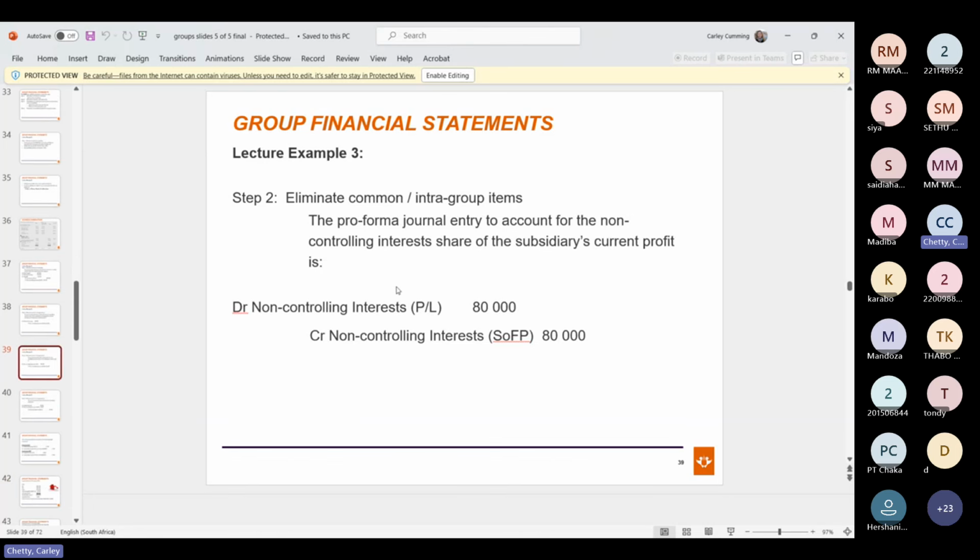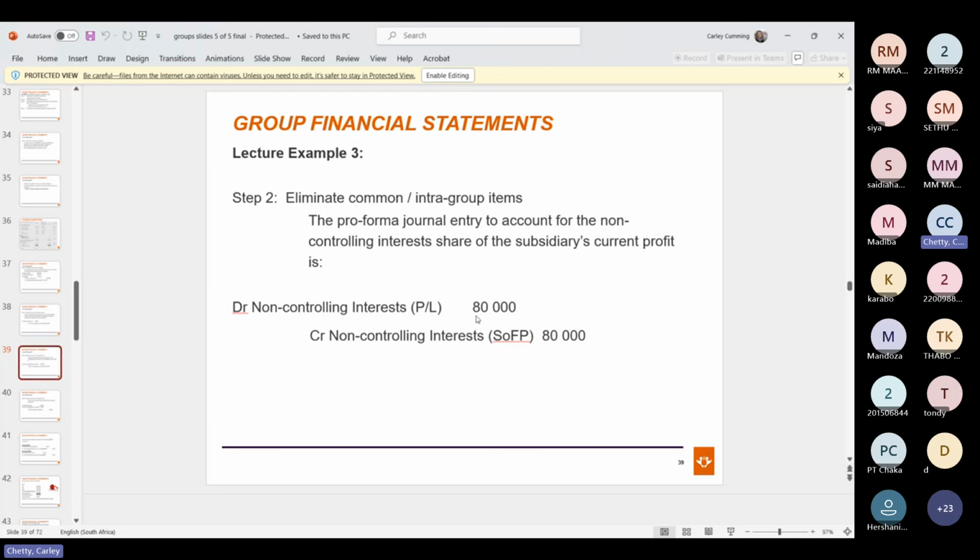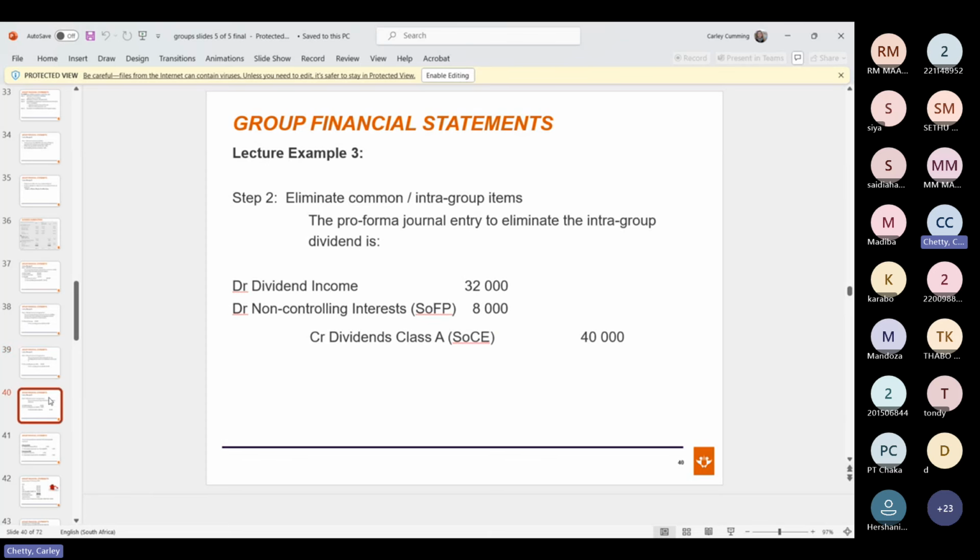Then we need to do the journal entries relating to the current year. So here we are debiting non-controlling interests, and that is in profit and loss, 80,000, and we are crediting non-controlling interest in the statement of financial position with 80,000. Here we are giving NCI their share of the current year profits. So if we go to our analysis of owner's equity, that 80,000 is found here in Part C. The subsidiary had a profit of 400,000, 20% of that went to the non-controlling interest. So that 80,000 rand also needs to be journalized, which we have done here, okay? So far we have allocated the profit to the non-controlling interest.